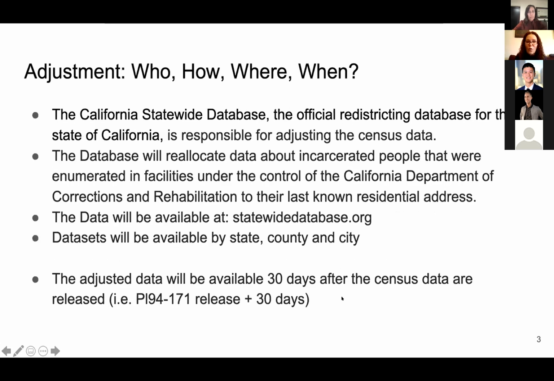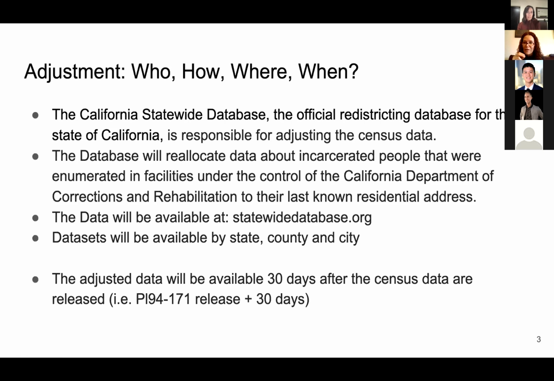Thank you. So this slide kind of summarizes what this means. It means that my project, the Statewide Database up at Berkeley, which is the official redistricting database for the state, we are responsible for adjusting the census data. We've been working with the California Department of Corrections and Rehabilitation for quite a few years to make sure that we get a good data set from them. And the database is going to be responsible for taking the data that we got from the Department of Corrections.